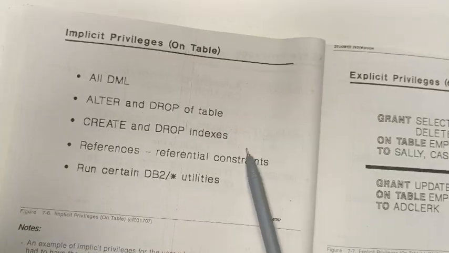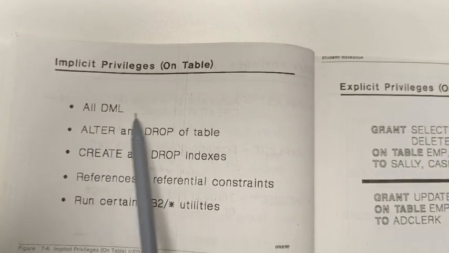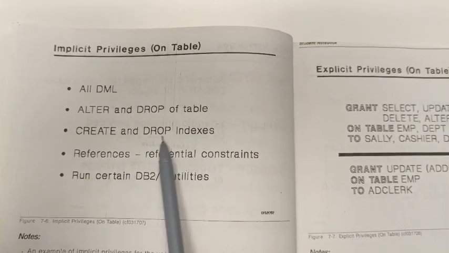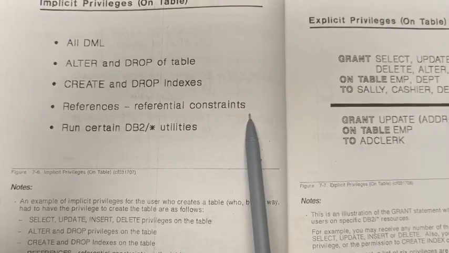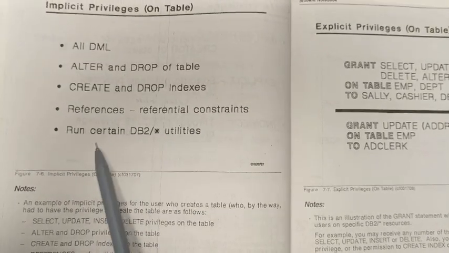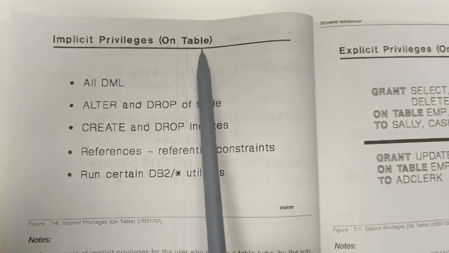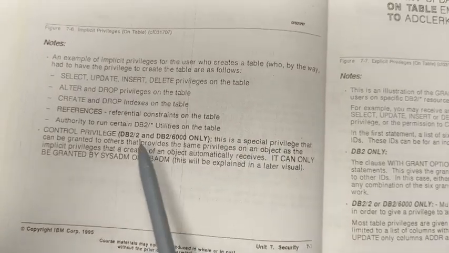These are the default implicit privileges. All DML has a default value. Alter and drop a table, create and drop an index, referential constraints, that is the foreign key and primary key relationship, and running certain DB2 utilities. These are implicit on the table only. These are the defaults; you will get these privileges automatically.